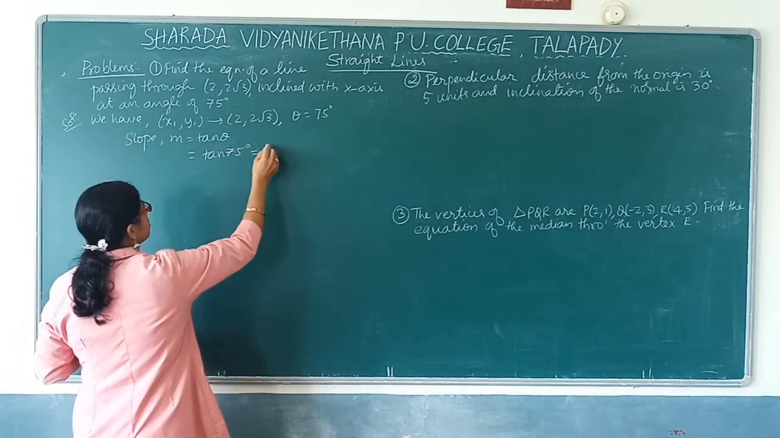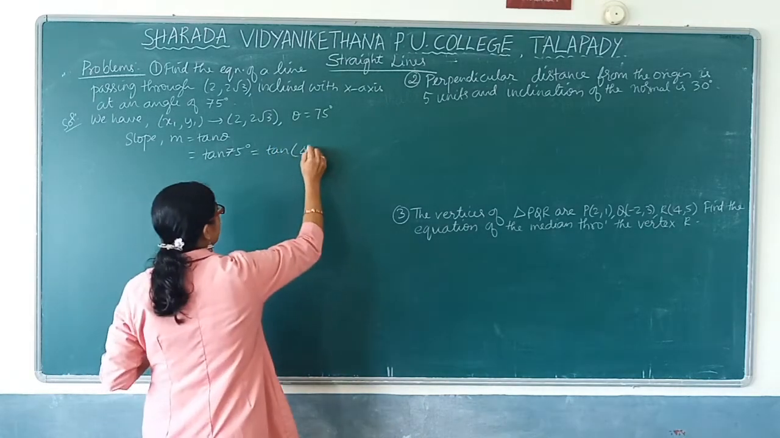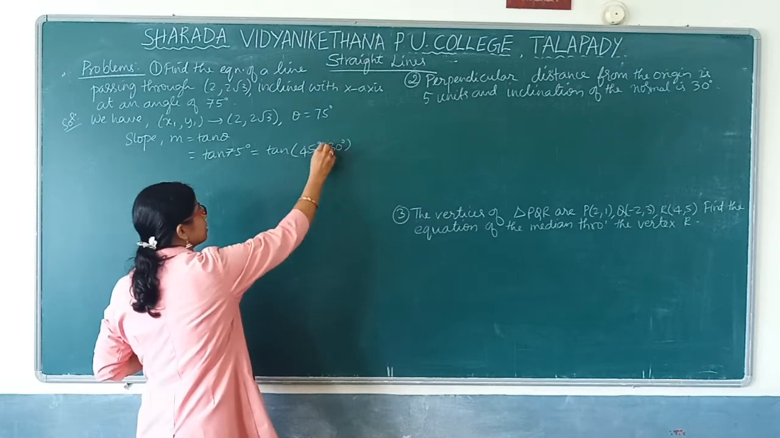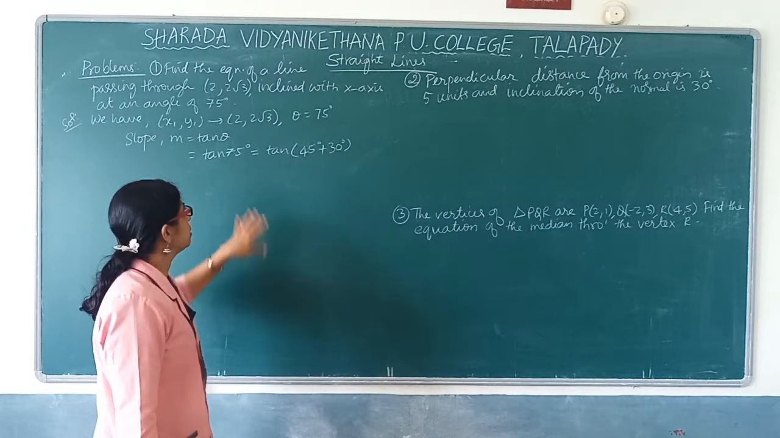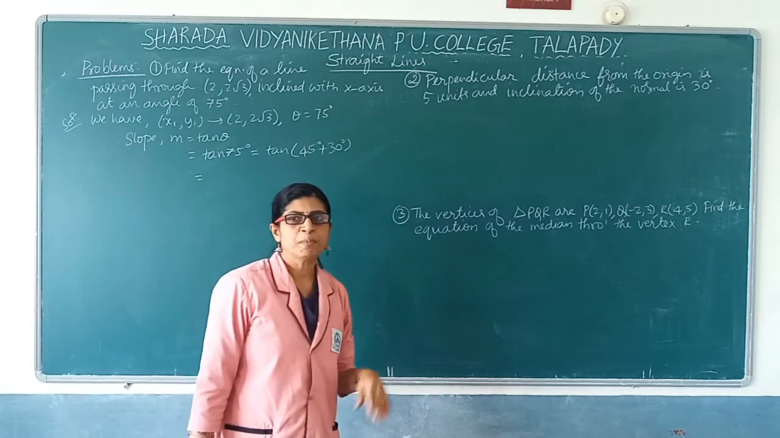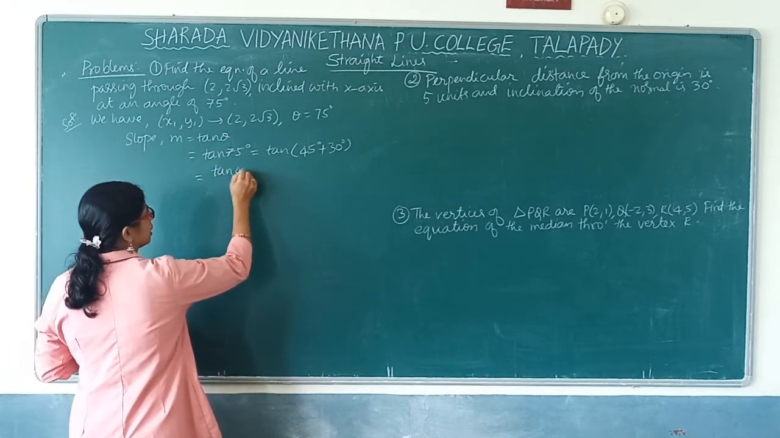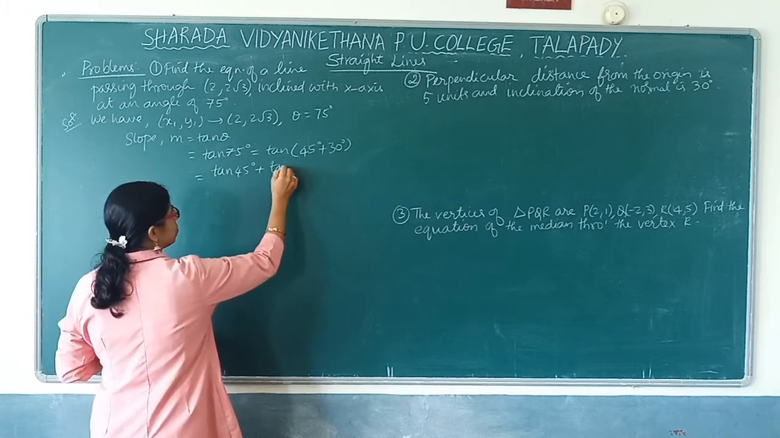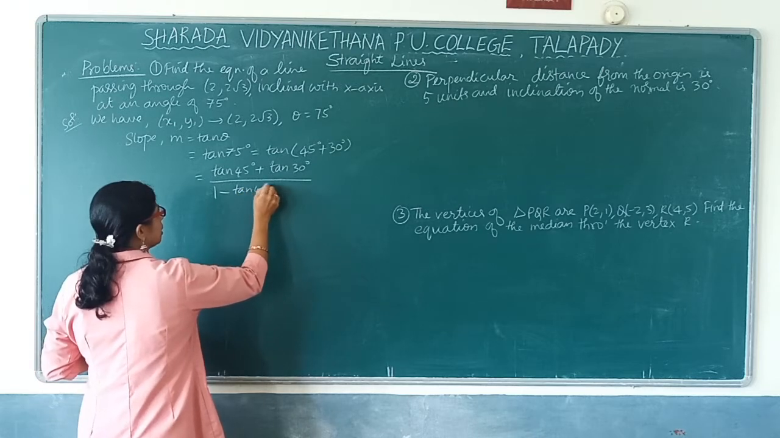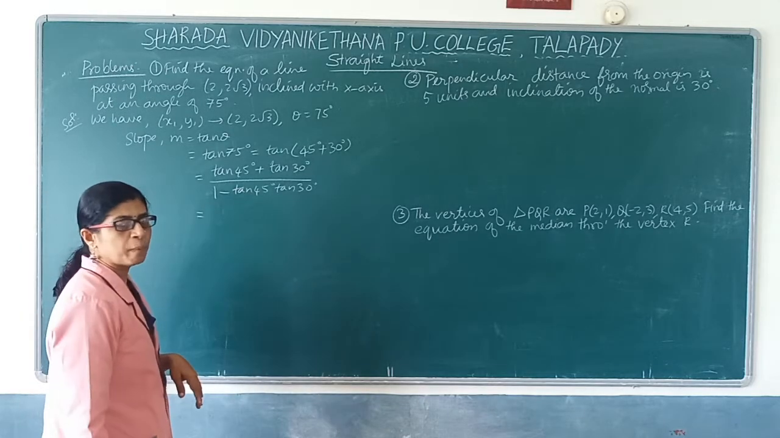So tan 75 degrees can be written as what? You have to write the unknown angle in terms of the known angles. Tan 45 we know, tan 30 we know, and 45 plus 30 makes 75. So we will use the formula: tan of a plus b is tan a plus tan b divided by 1 minus tan a tan b. That formula we are going to use here. So tan 75 is tan 45 plus tan 30 divided by 1 minus tan 45 tan 30. Now we will apply all these values.